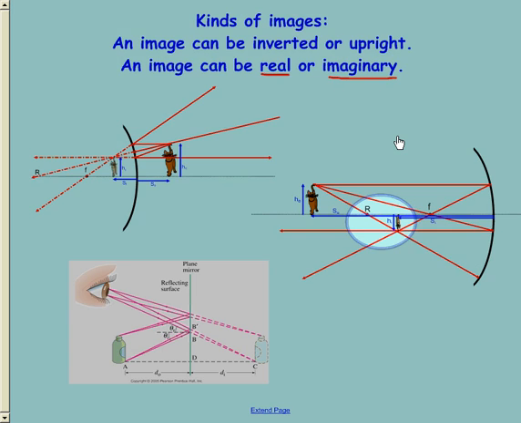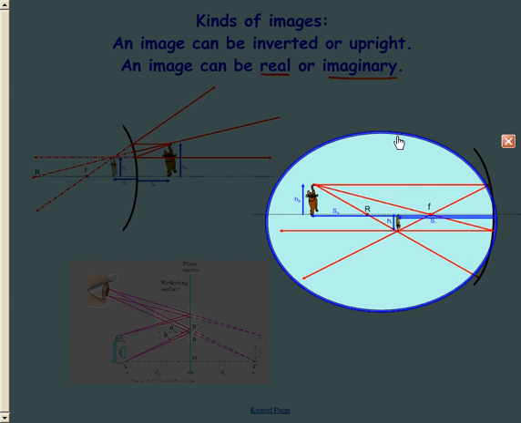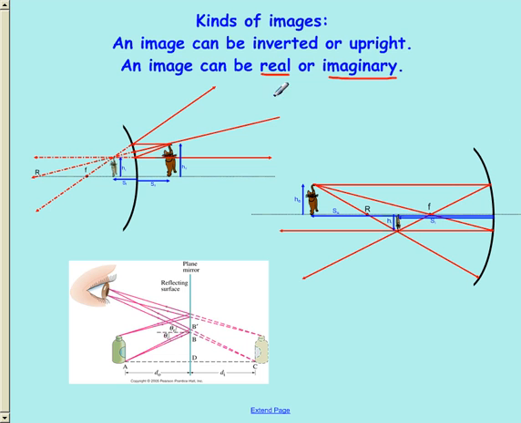This case right here. Notice the light from the tip of the tail of the cat hits the mirror and then bounces back to where the image is. That is a real image. Light is actually going there. Case number 2.